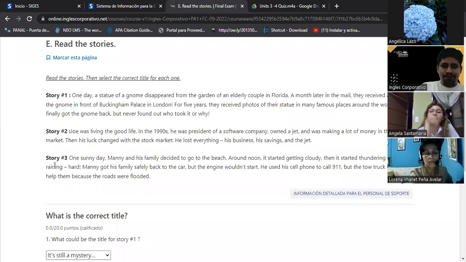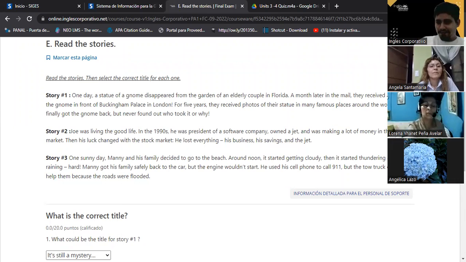Okay, number two, Angelica, your turn. Joe was living the good life. In the 90s, he was president of a software company, owned a jet, and was making a lot of money in the stock market. Then his luck changed with the stock market. He lost everything: his business, his savings, and the jet. Oof, that's hard, right? Imagine living a good life with all the things you want, and one day later you lose everything. This happened in the 1990s. This was a real story too.